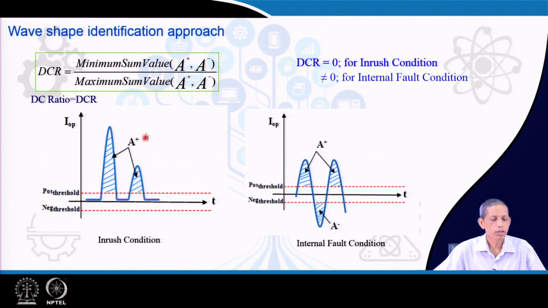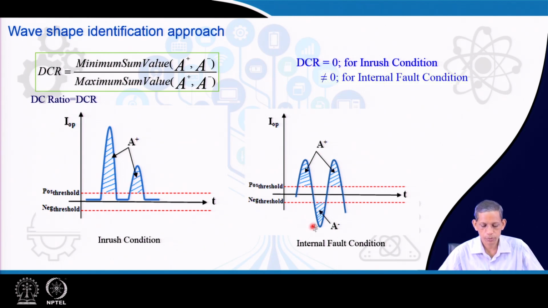We will see that. What is being considered is a ratio called the DC ratio. That DC ratio is the minimum of A positive and A negative to the maximum of A positive and A negative. What we mean by A positive and A negative is the area under this curve above this threshold in the positive half and also the negative half.